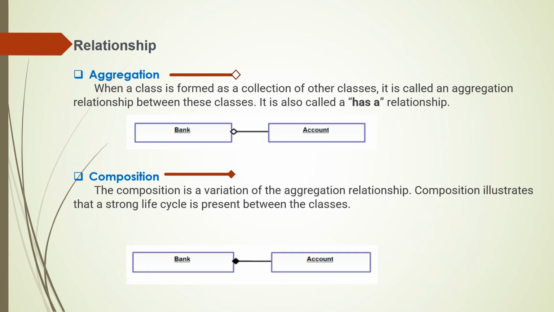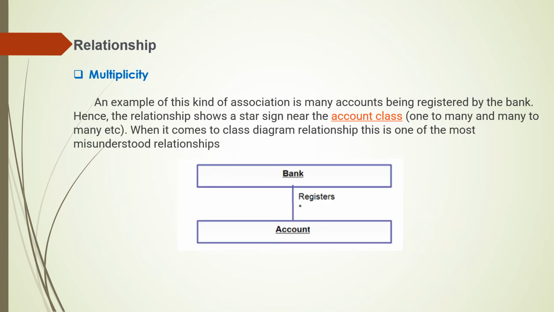The next one is the composition. The composition is a variation of the aggregation relationship. Composition illustrates that a strong life cycle is present between the classes. The last one is the multiplicity relationship. An example of this kind of association is many accounts being registered by the bank. Hence, the relationship is shown as a star sign near the account class: one to many, many to many, etc. When it comes to class diagram relationships, this is one of the most misunderstood.